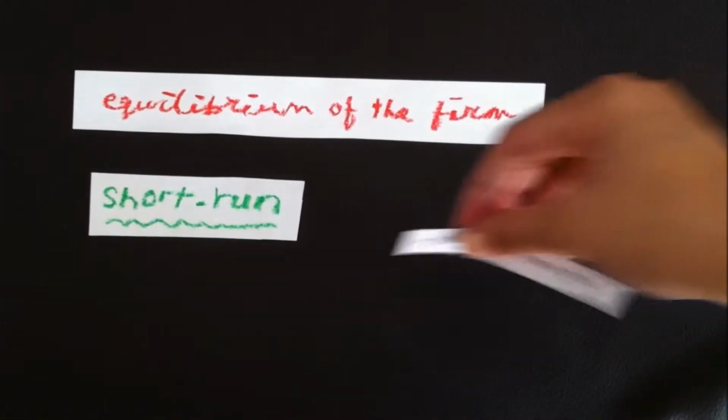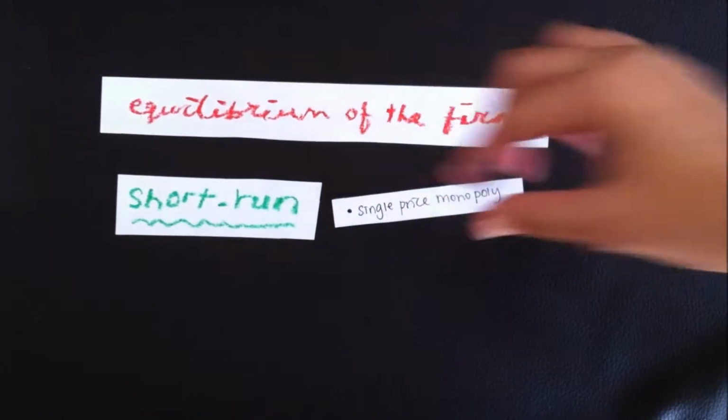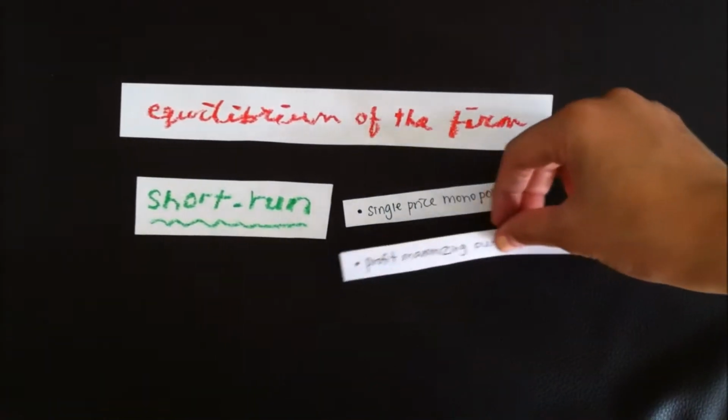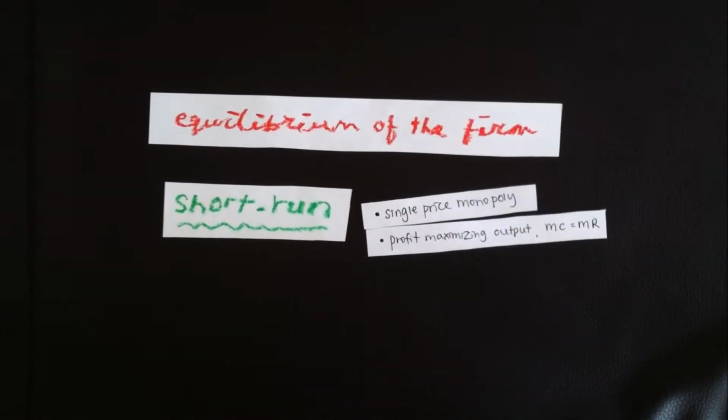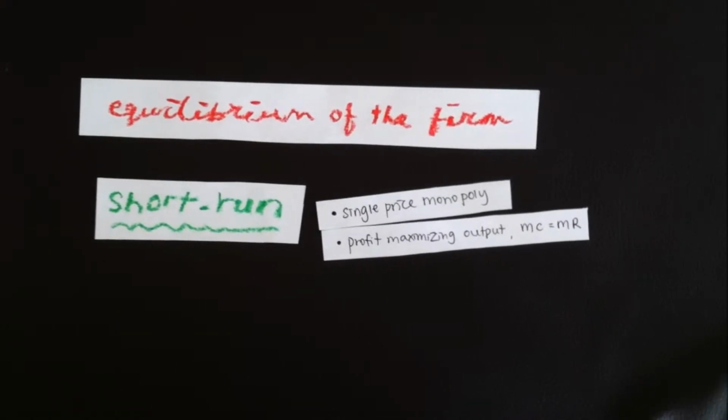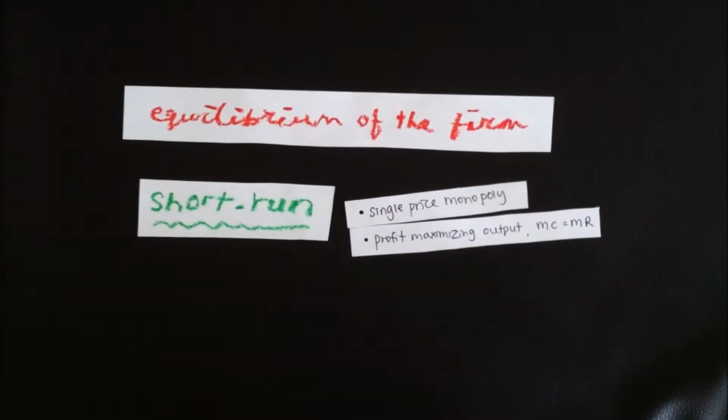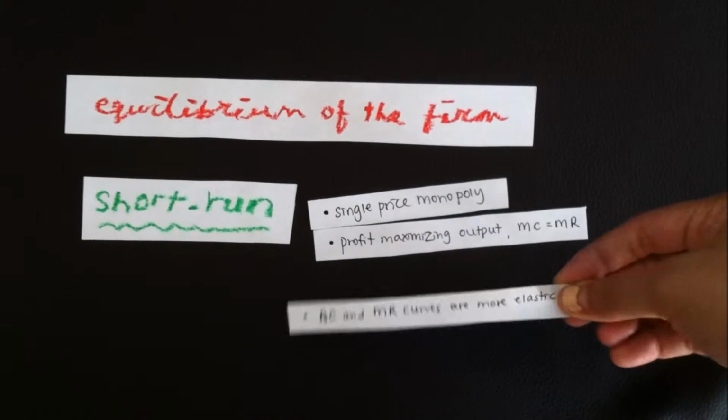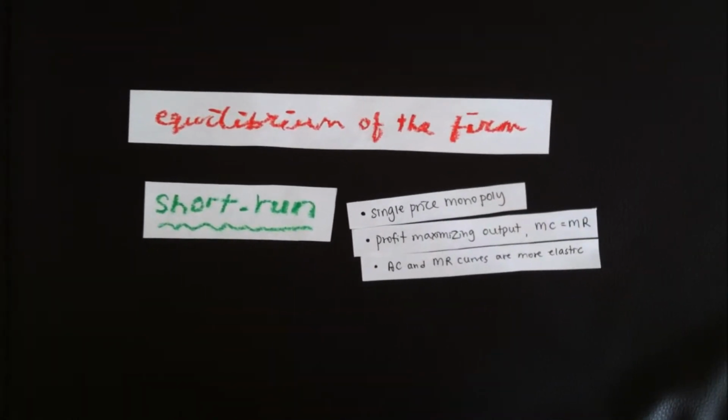In the short run, the firms operate like a single price monopoly. Profit maximizing output in monopolistic competition is where MC equals MR. Therefore, firms will produce at the intersection point of MC and MR. The demand and MR curves will be more elastic in this market.